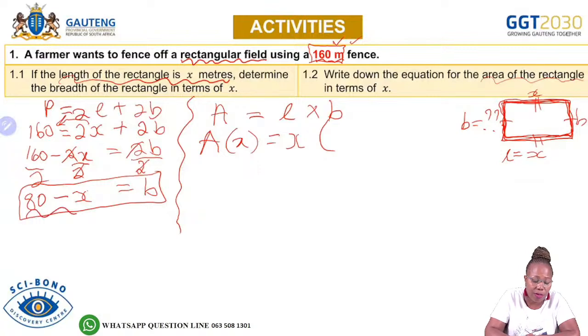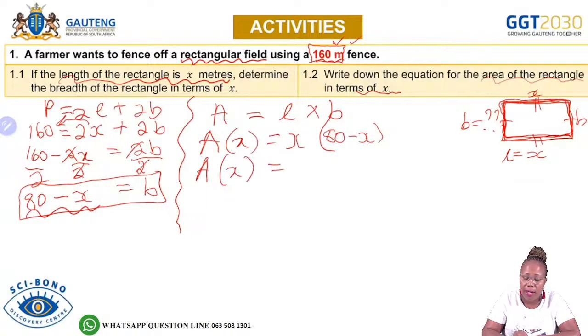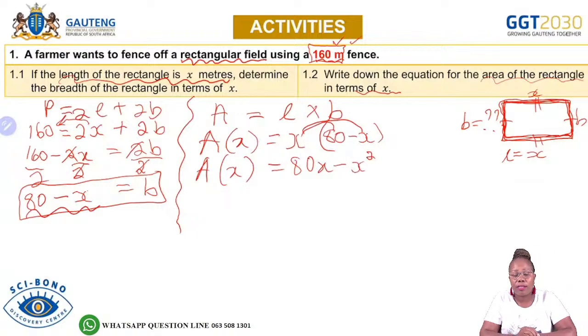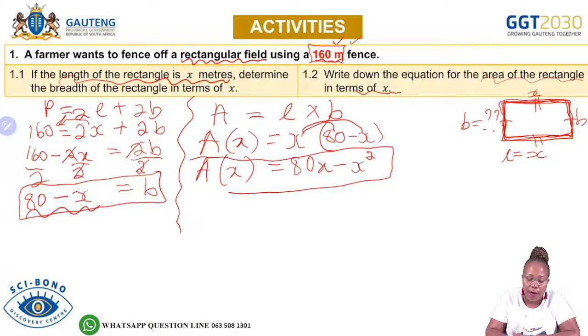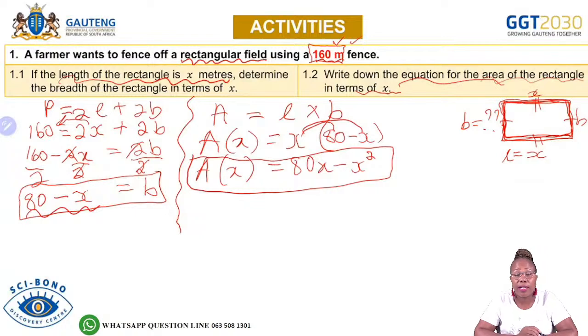We take the breadth, the one that is already in terms of x, because our answer must be in terms of x. So our breadth in terms of x is 80 minus x. So the final simplified area formula in terms of x will be 80 times x, that is 80x. And x multiplied by x will be minus x squared. That is our equation for the area of a rectangle in terms of x. I hope we are still together, grade 12s.